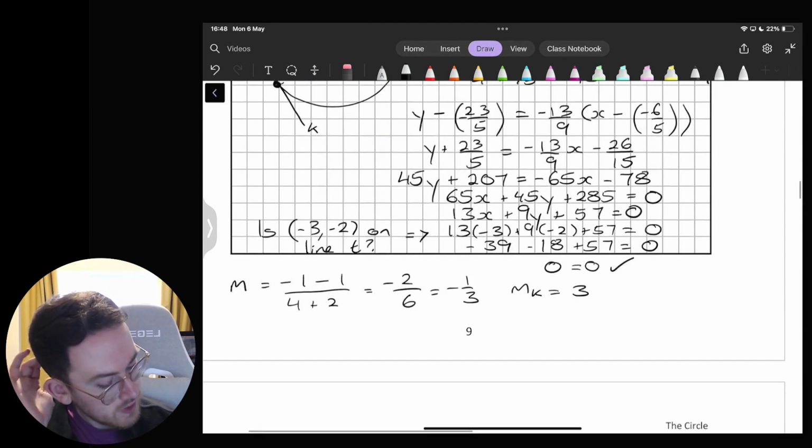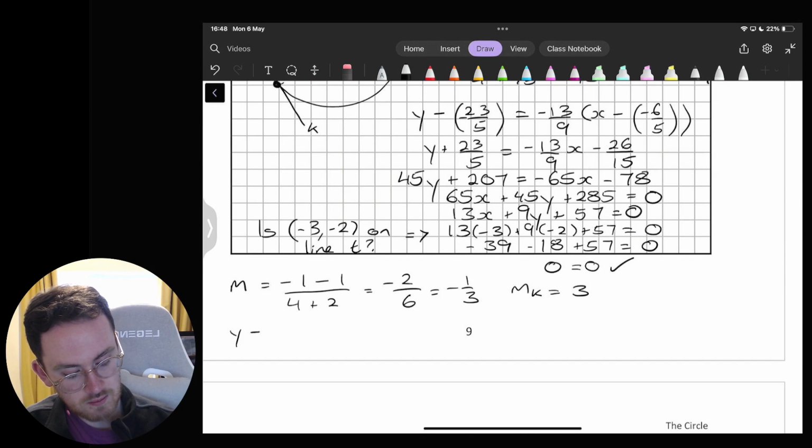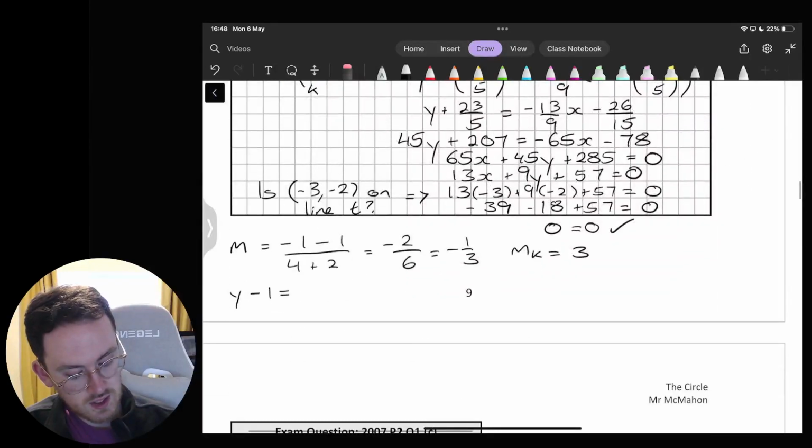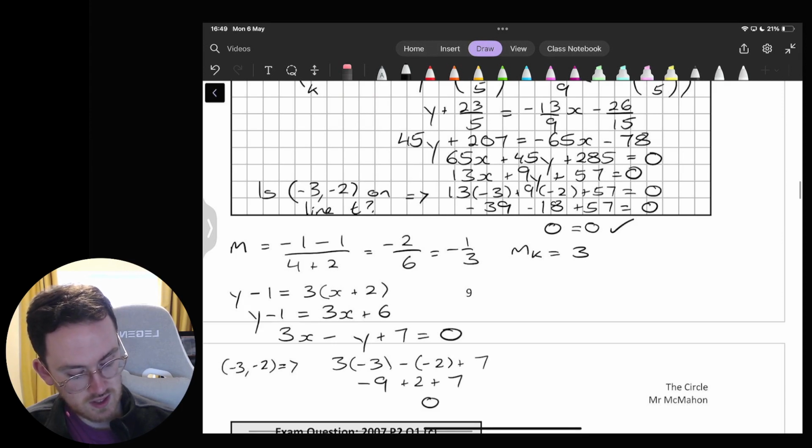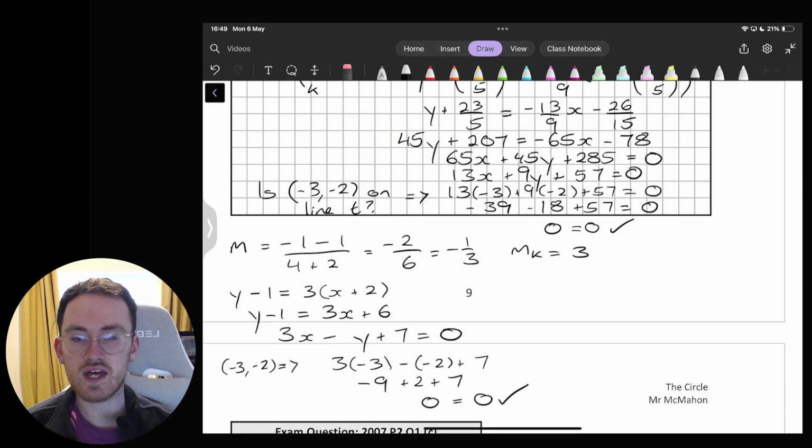Finding the equation of that line then is y minus y1 equals m(x minus x1), where the 2 I suppose is negative there, so 3x plus 6. A bit of a nicer one for us here: 3x minus y plus 7 equals 0. Let's just test, is this point on this line again? So 3 by minus 3 is minus 9, plus 2 plus 7, and that of course is equal to 0. So we've shown then that the center of the other circle is in fact on both of those tangent lines there.